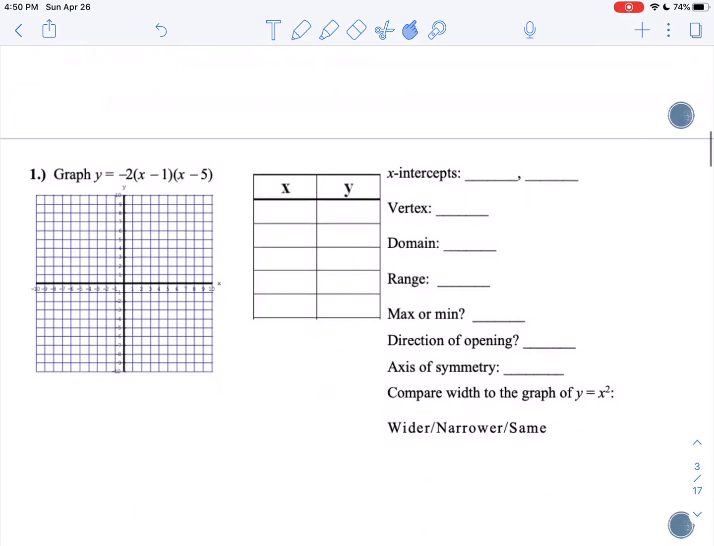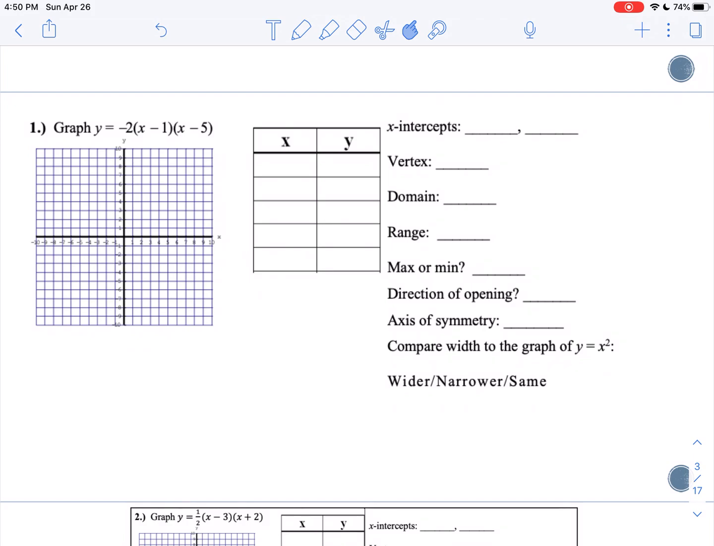Let's take a look at our first example. In number 1, we have y equals negative 2 times the quantity x minus 1 times the quantity x minus 5. So I'm going to first pull out my x-intercepts, all right? I know we have a p value and a q value. I take the opposite of that. So my x-intercepts must be (1, 0) and (5, 0). It is important that we have our x-intercepts written properly with those parentheses and that comma in between.